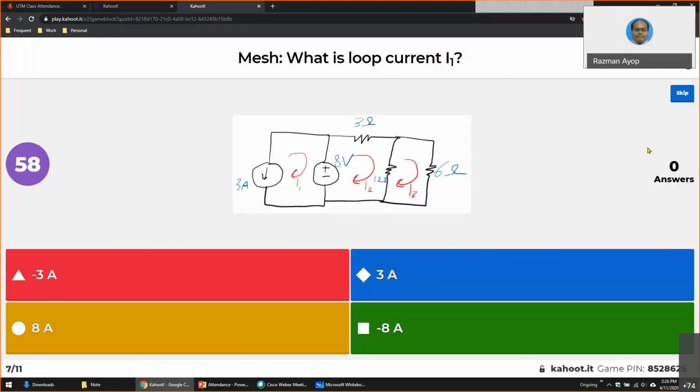So what is loop current I1? You have 60 seconds. You don't have to do any calculation. This is a direct answer.